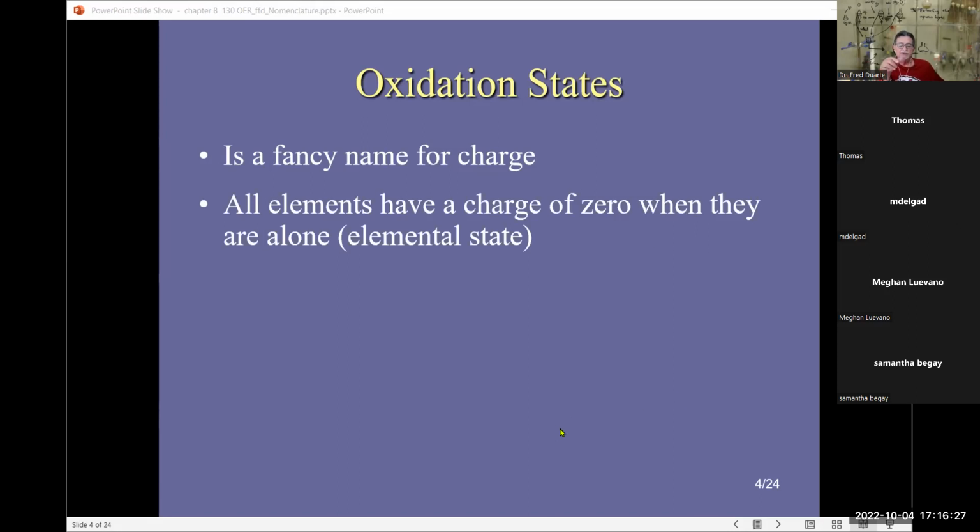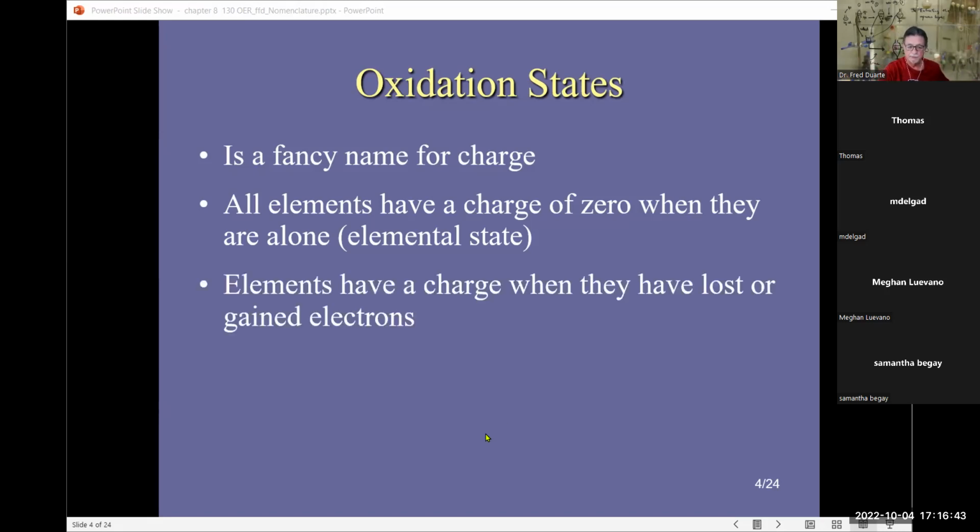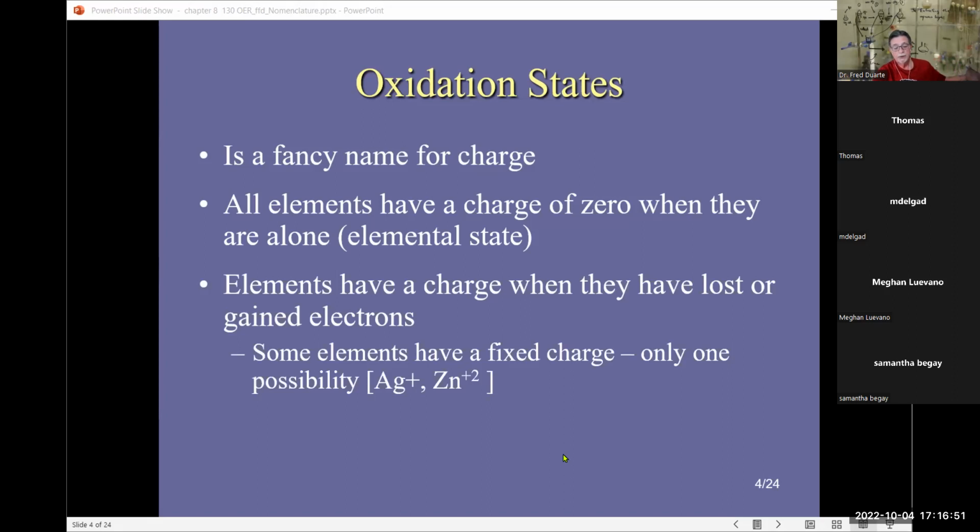Now, all elements, as I stated before, have a net charge of 0, because they have an equal number of positive protons and negative electrons. So it gives you a net 0 for the elements. It is only when they lose or gain electrons that we end up with ions.